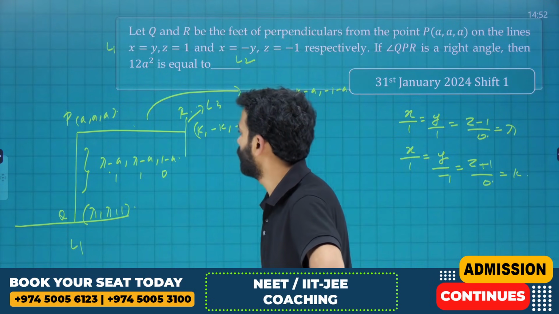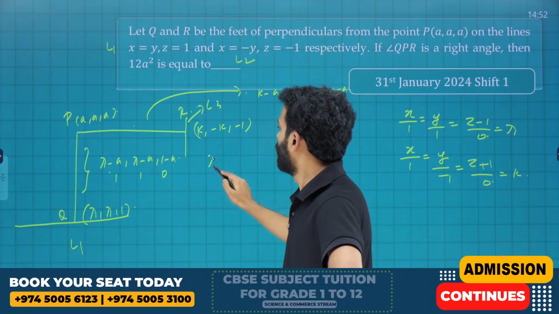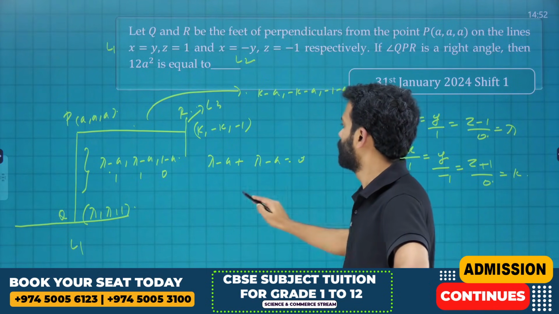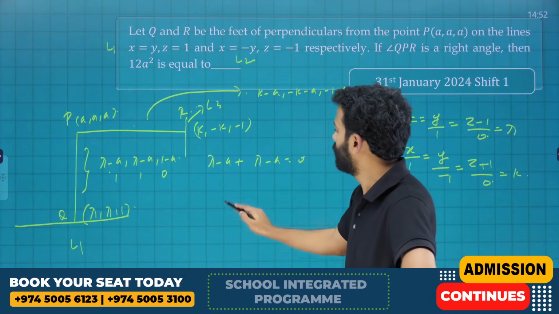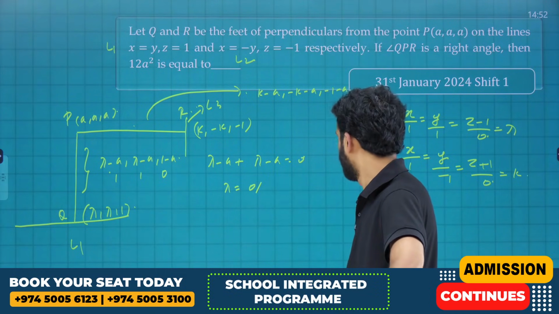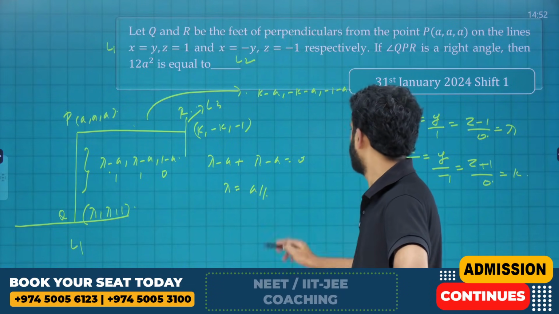1, 1, 0. If you multiply it, you will get lambda minus a plus lambda minus a is equal to 0. That is 2 lambda minus 2a is equal to 0. Therefore, lambda is equal to a. Okay, lambda is equal to a.